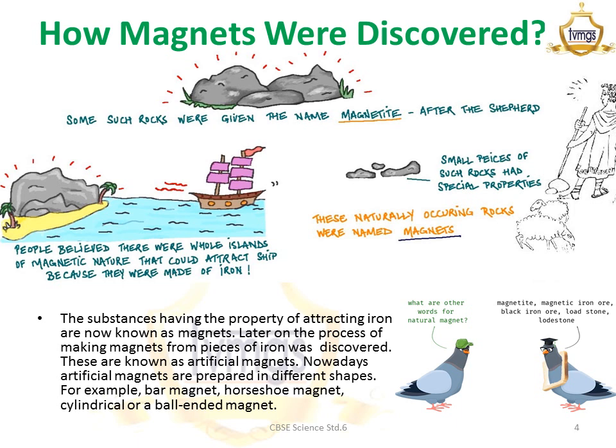We know substances having the property of attracting iron are known as magnets. Later on, the process of making magnets from pieces of iron was discovered. These are known as artificial magnets. Nowadays, artificial magnets are prepared in different shapes, for example, bar magnet, horseshoe magnet, cylindrical or ball-ended magnet.